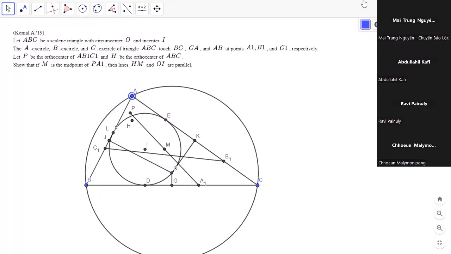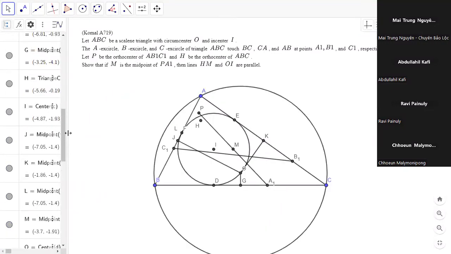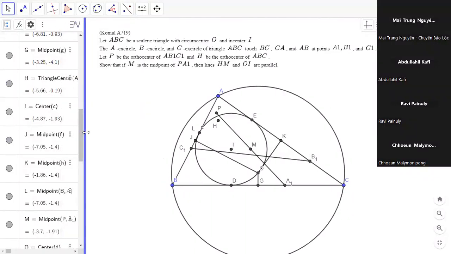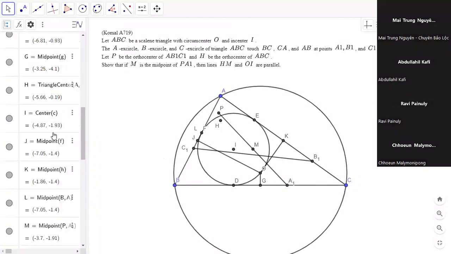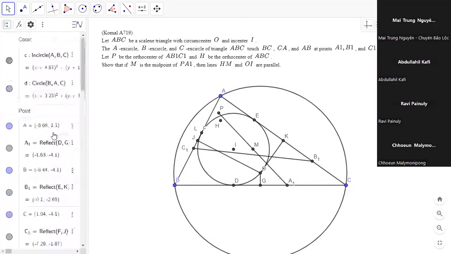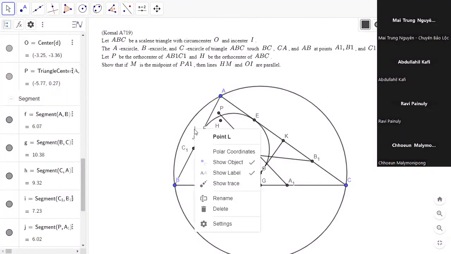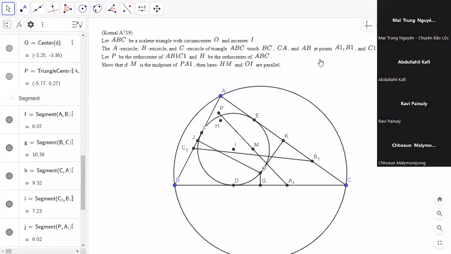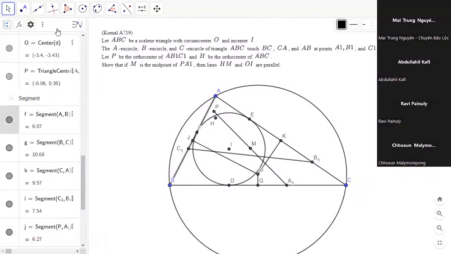Let's see. L is the midpoint of AB. And what's J? J is the midpoint of F. What's F? AB. So L and J are like the same thing. That's weird. Yeah, I just don't need L. Okay.